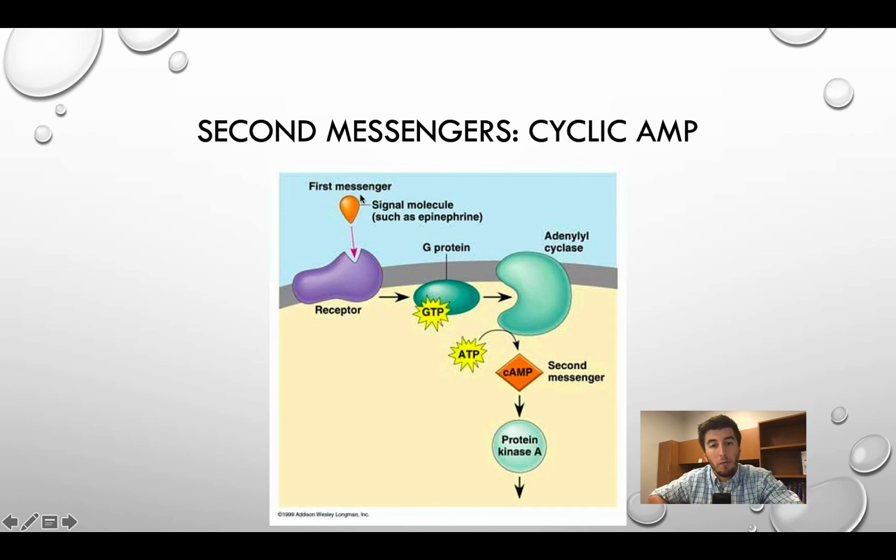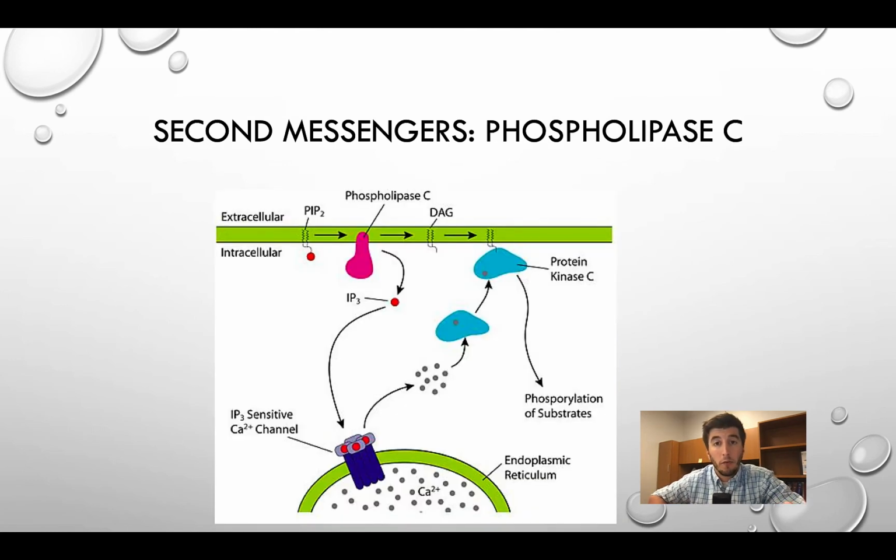When that hormone binds the receptor, it will actually cause an activation of this G protein right here. G protein will activate adenylyl cyclase, which will create and release this second messenger that's called cyclic AMP. And cyclic AMP is going to activate protein kinase A to exert its effects. If you notice, we have the input of ATP in order to do this, right? It's an energy-consuming step.